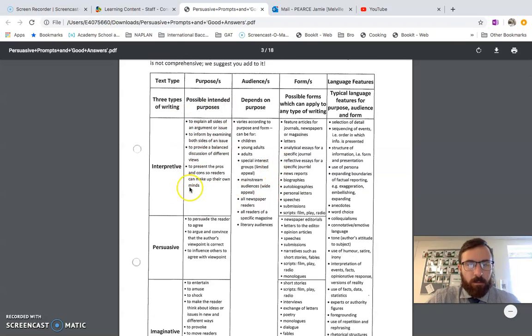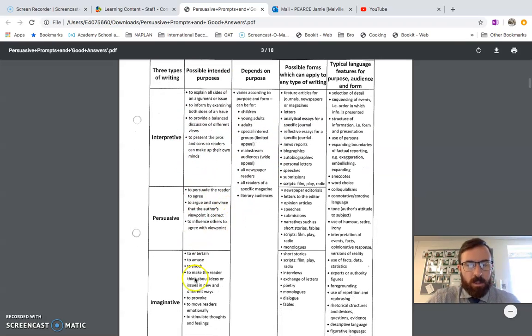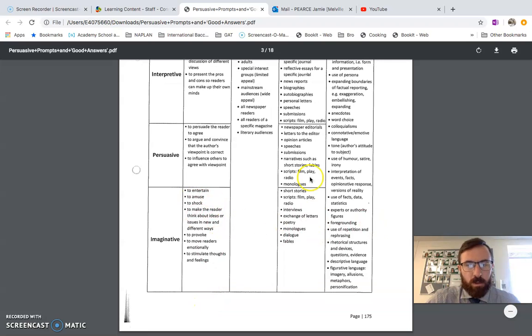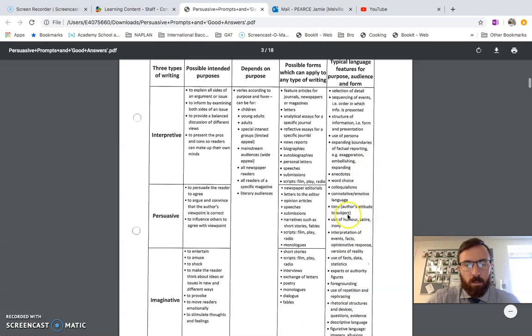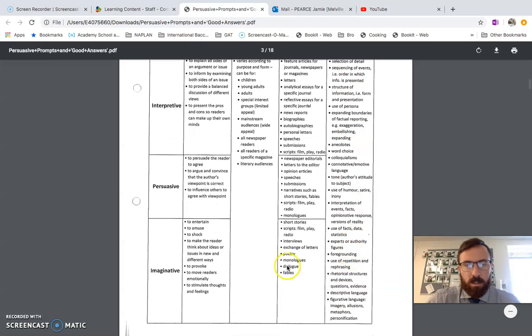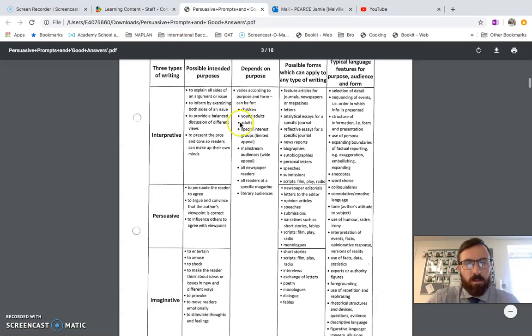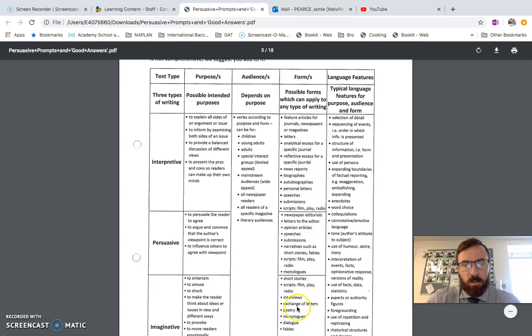We do have the interpretive, persuasive, and imaginative for those who do prefer narrative, and you'll see that the language features are very much the same. We do expect to find these things in narrative as we would to find in interpretive, so it is just good to go through and think about what the purpose is, your audience, and then the forms that you could possibly use, as well as the language features. But like I said, the language features here are going to be very similar for imaginative, persuasive, or interpretive.